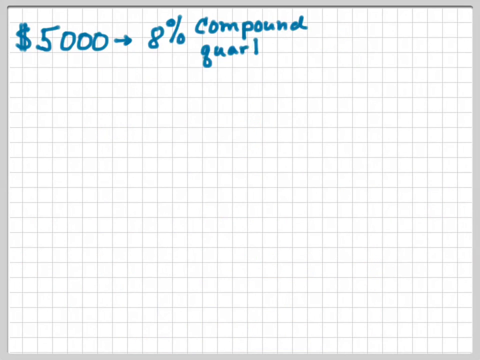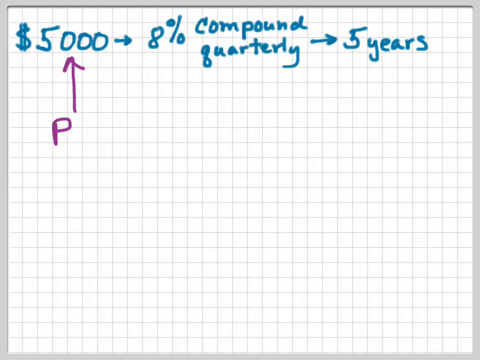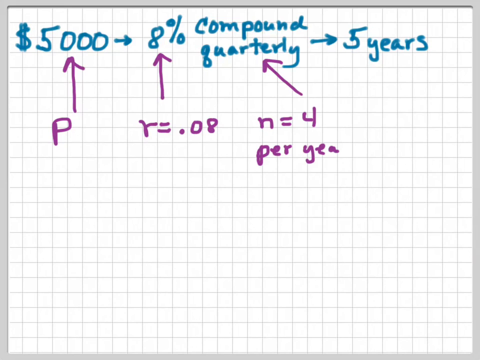So let's do an example here. We're going to take $5,000 at 8% compounded quarterly over 5 years. So this is our P, 5,000. This is our interest rate, 0.08 annual. Our compounding periods are going to be 4 per year because it's quarterly. And our T, the number of years, is 5.